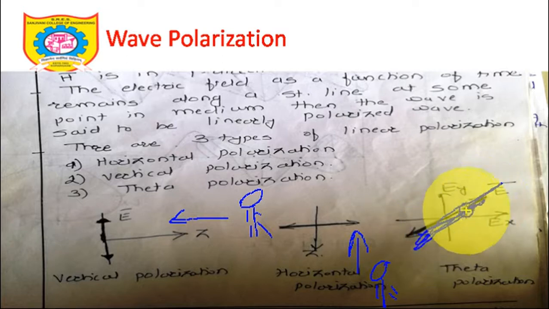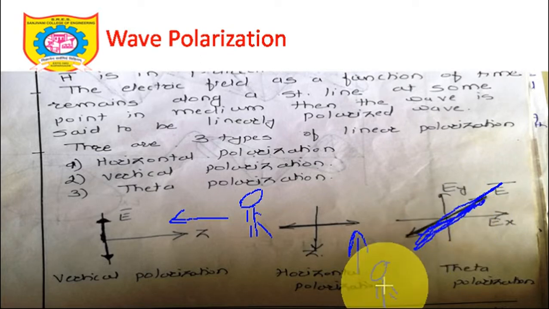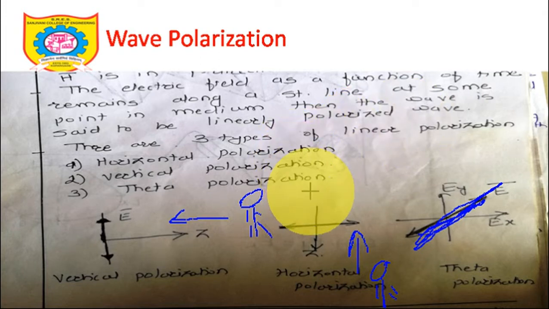Okay, and if you are an observer sitting in front of this PC or looking at this particular board, in this case the angle is not vertical, not horizontal, it is angular, or it is theta polarization. So this is the third type of polarization. If the electric field as a function of time remains along a straight line at some point of the medium, then the wave is said to be linearly polarized. There are three types of linear polarization: horizontal, vertical, and theta polarization. Finally, what I mean to say is that the direction traced by the E bar vector is nothing but our polarization case.